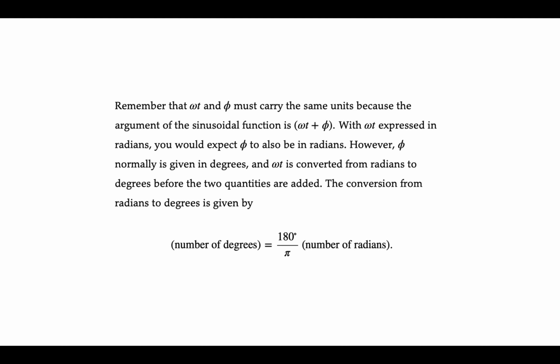This says omega t is converted from radians to degrees. You, of course, could also convert phi from degrees to radians. They just have to be the same. The conversion factor is basically a ratio problem. So given an angle in radians, multiply by 180, divide by pi, and that'll give you degrees. Obviously, if you're given degrees and you want radians, you flip the operation.